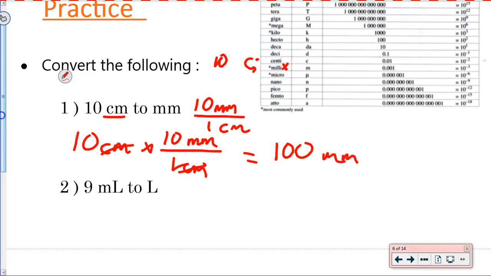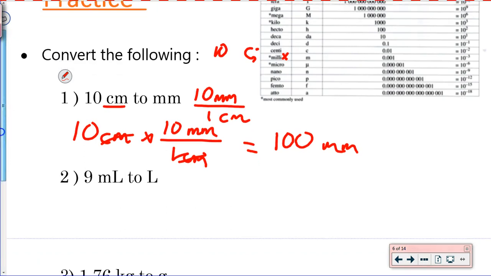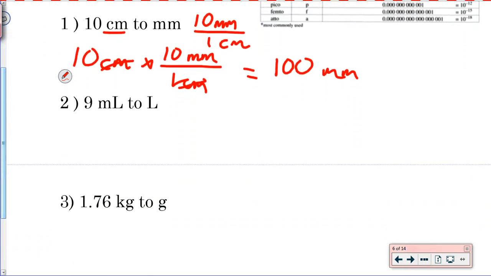So, slightly different twist on the exact same kind of idea. Just because, ladies and gentlemen, this is a skill. As long as you can do it, we're happy. We have 9 milliliters becoming liters. Same idea, we're going to start with what we know. We know that we have 9 milliliters. From unit analysis, I don't want milliliters, I'm going to put milliliters on the bottom. What I do want is liters, so I'm going to put liters on top.